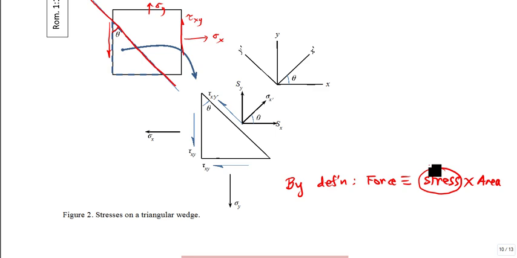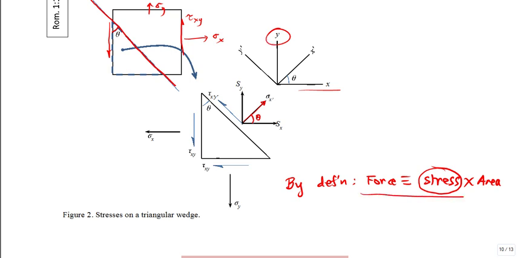And so notice that as I took a slice through the stress patch at some angle theta, that angle theta is this angle right over here. And so normal to that, I'm getting a normal stress sigma x prime, and I'm also getting a shear stress tau x prime y prime, which is this one given in the blue. I also have my stress sigma x and sigma y along the x and y directions.